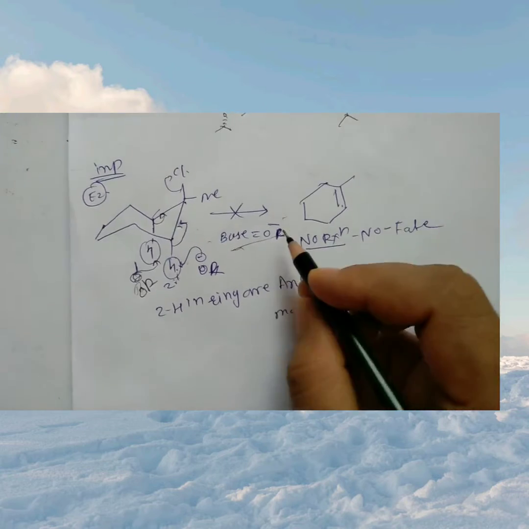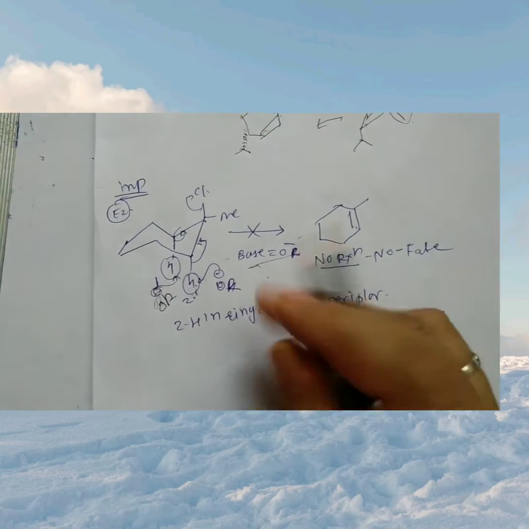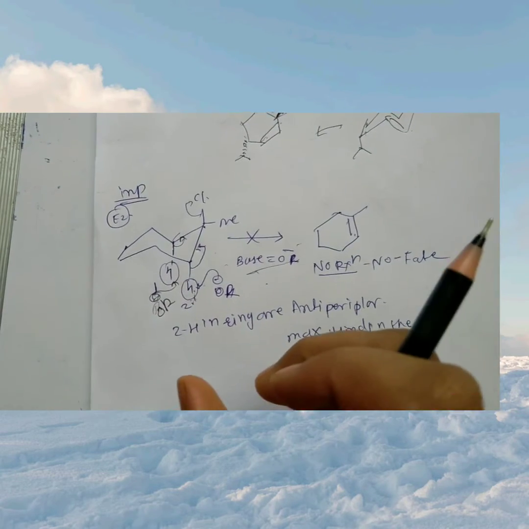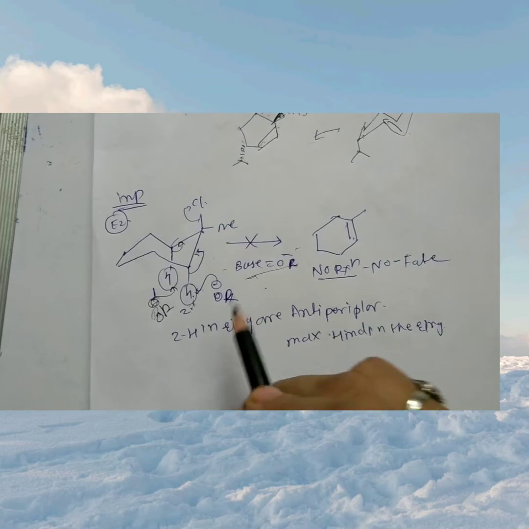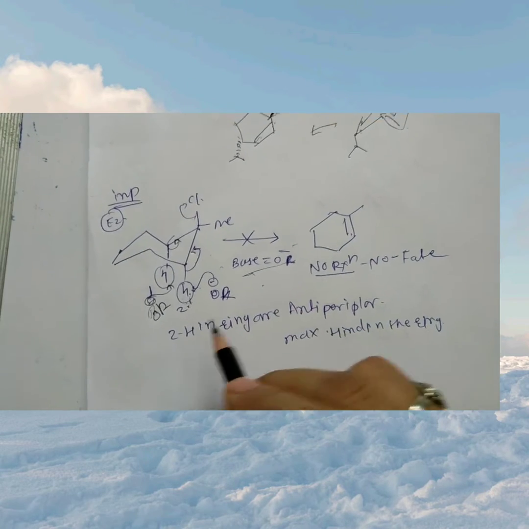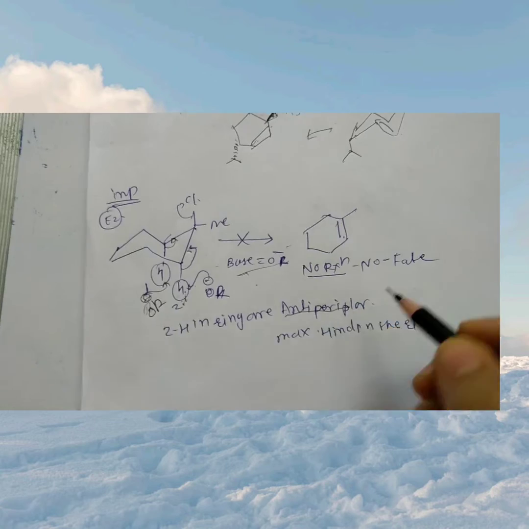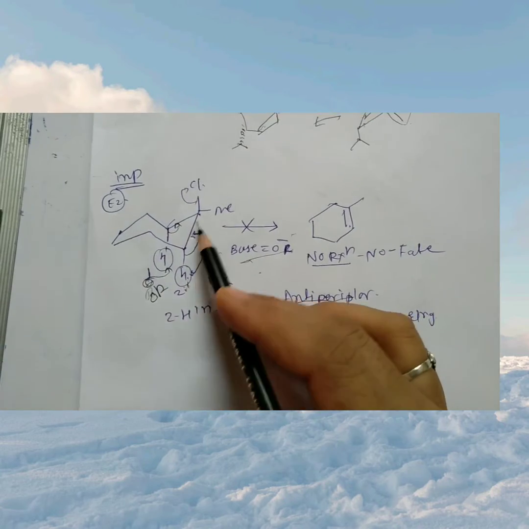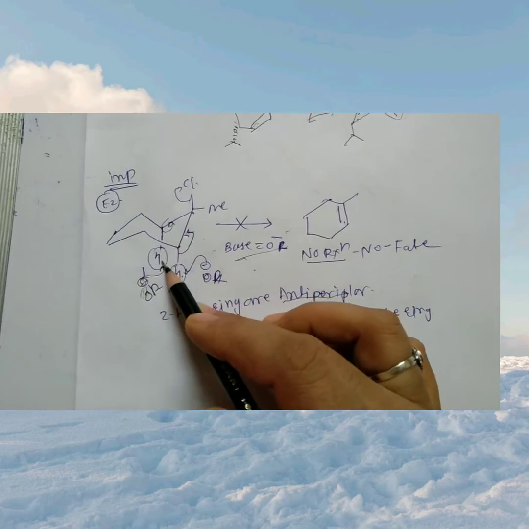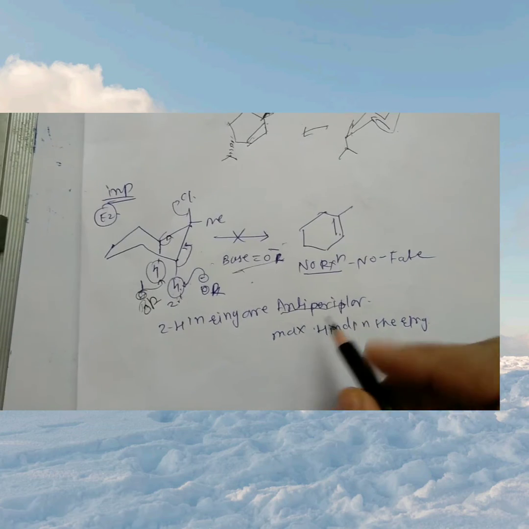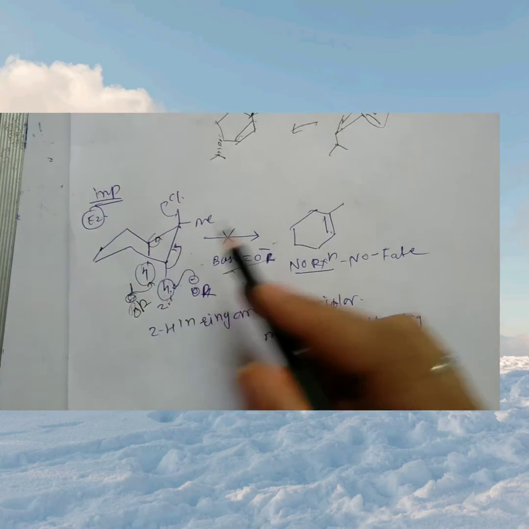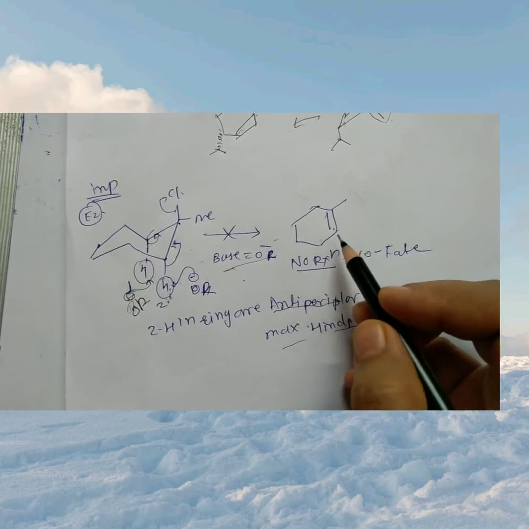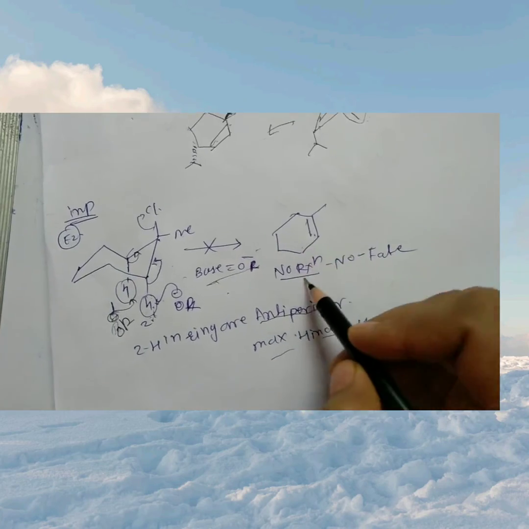But what happens actually here, the repulsion of 2 hydrogens in the ring will occur. So it causes some steric hindrance, so we have to avoid this, and the attack should be anti-periplanar. Here we got the anti-periplanar, but here also there is an anti-periplanar attack, so it's not possible. So maximum hindrance in the ring will occur, and that's why the reaction will not occur. Now we are getting this product, but the reaction has no fate.